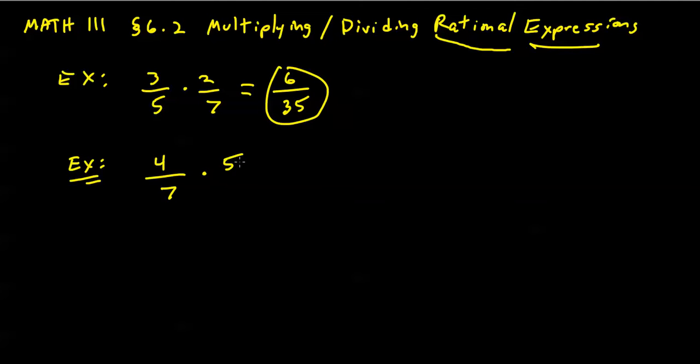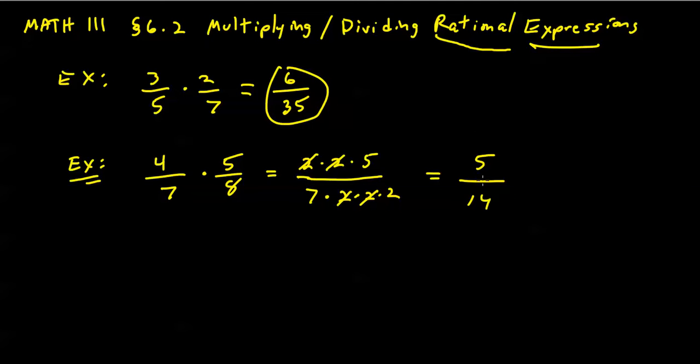4/7 times 5/8. Again, I'm going to be a little bit more formal than we might be. I'm going to break each numerator and denominator into its prime factors. 4 is 2 times 2, and 5 is, of course, prime. Downstairs, I'll get 7, that's prime, times 8, which is 2 times 2 times 2. Once I've completely factorized these numerators and denominators, I can cancel out the common factors, and this reduces to 5 over 7 times 2, which is 14.